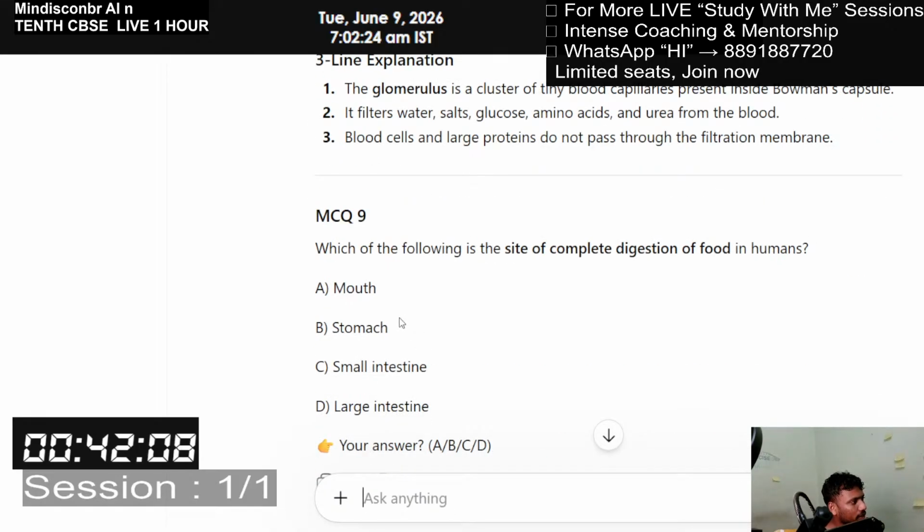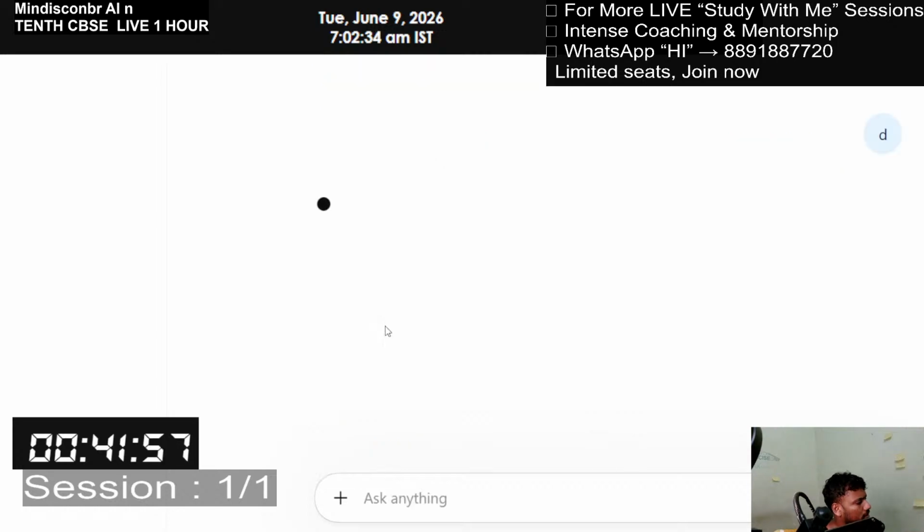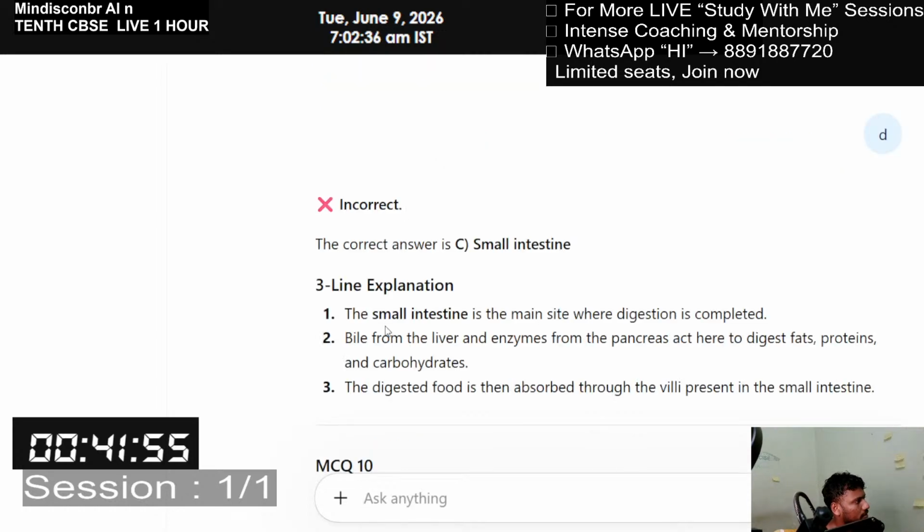Which of the following is the site of complete digestion of food in humans? Complete digestion takes place in the large intestine, small intestine. The small intestine is the main site where digestion is completed. Bile from the liver and enzymes from the pancreas act here to digest fats, proteins, and carbohydrates. The digested food is then absorbed through the villi present in the small intestine.